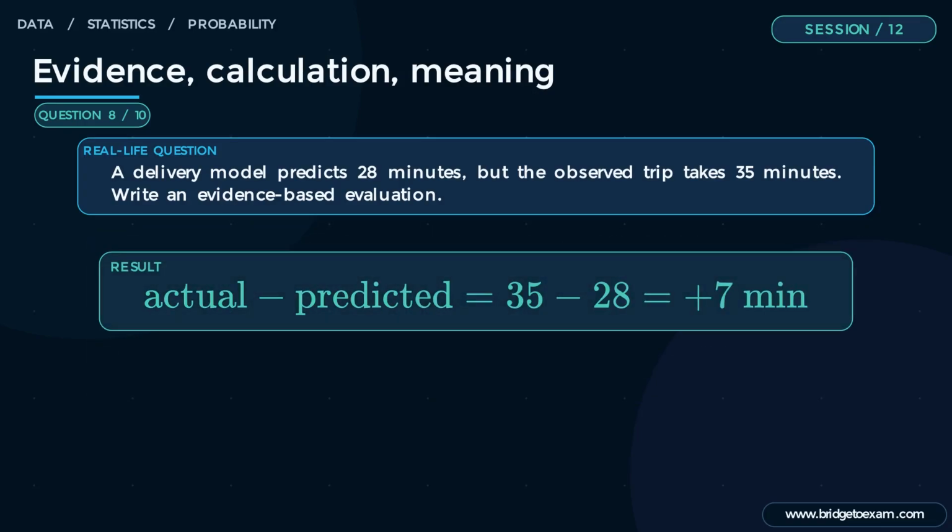Quick check. Adding the 7-minute underprediction to 28 gives the observed 35. This matters in real life because dispatchers track prediction errors to improve customer arrival estimates.